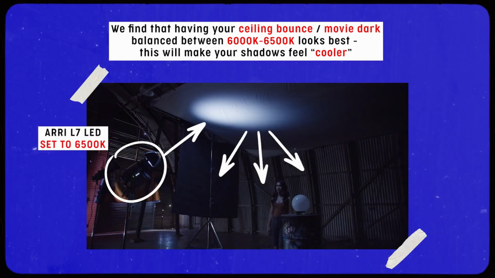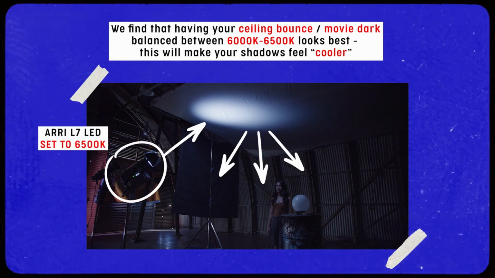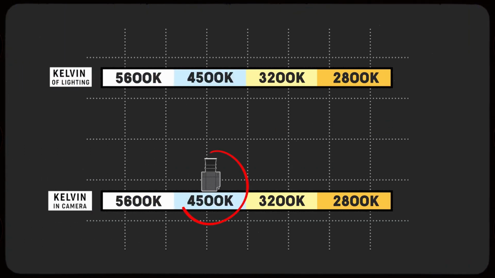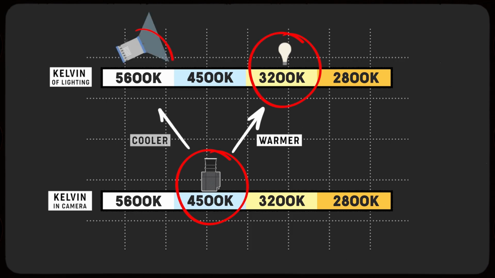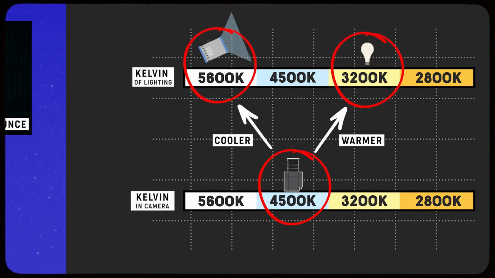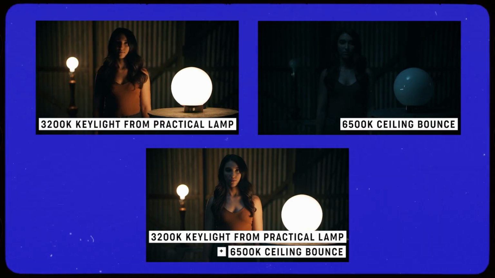Because in most instances, when I shoot night scenes, I set my camera to 4500 Kelvin. And this will do two things. First, it will make all of your 3200 Kelvin lamps appear warmer. And secondly, it'll make all of your 5600 Kelvin to 6500 Kelvin sources feel cooler. And that's the secret. I love when I can use a ceiling bounce to cool off my shadows.